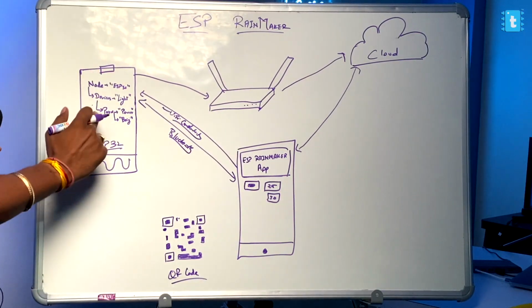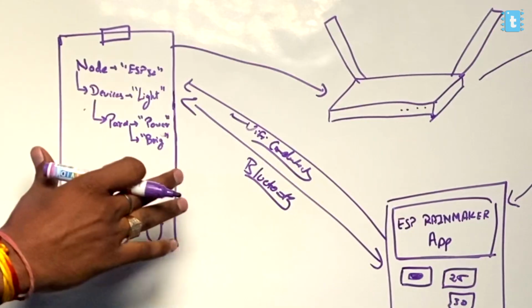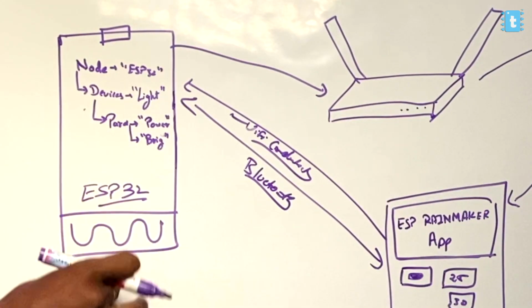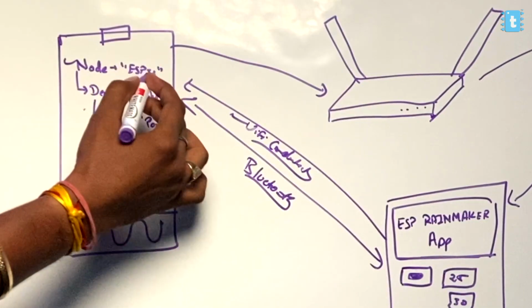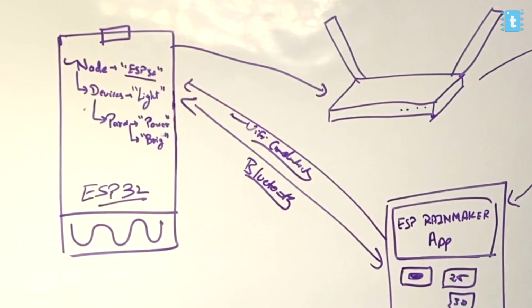Now one thing I need to explain in RainMaker is that it has some keywords that will be helpful for the coding part. In ESP RainMaker, the device is termed a node. A node can be our home automation project, or a smart light bulb, anything. You need to name the node. Here I have named the node ESP32.